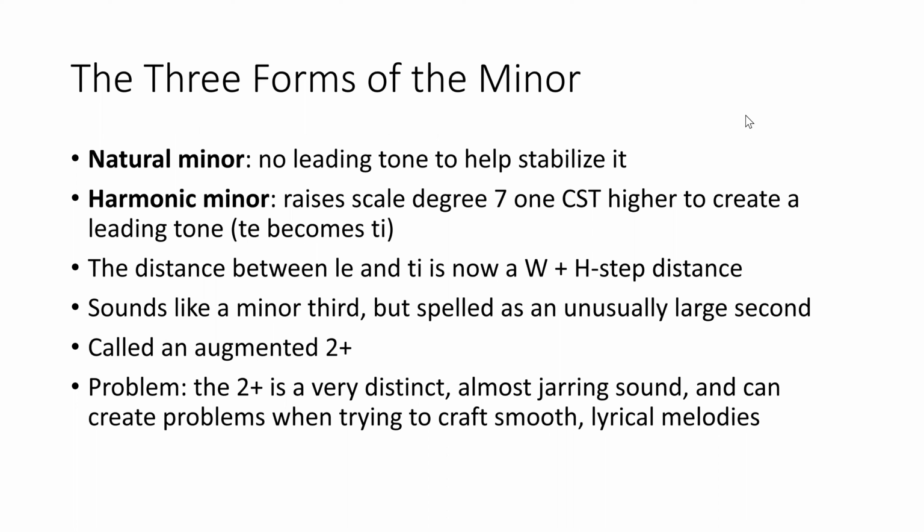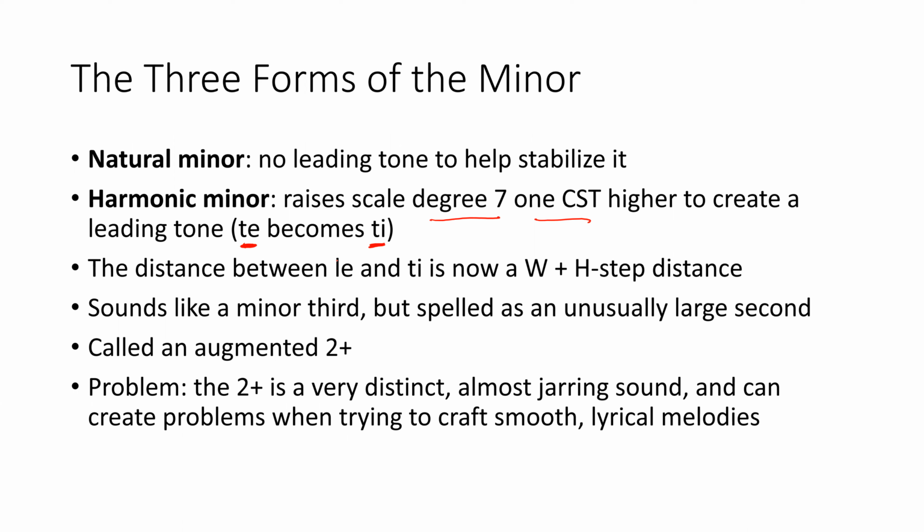All right, the last scale I'll introduce to you in this unit is known as the melodic minor. And as you'll discover, there are three forms of the minor, two of which we covered last semester. The natural minor, which is when there's no leading tone used to help stabilize it. That's just the minor scale that follows the pattern whole, half, whole, half, whole. But then we have the harmonic minor, where we raise scale degree 7 one chromatic semitone higher to create a leading tone. In essence, te becomes T.